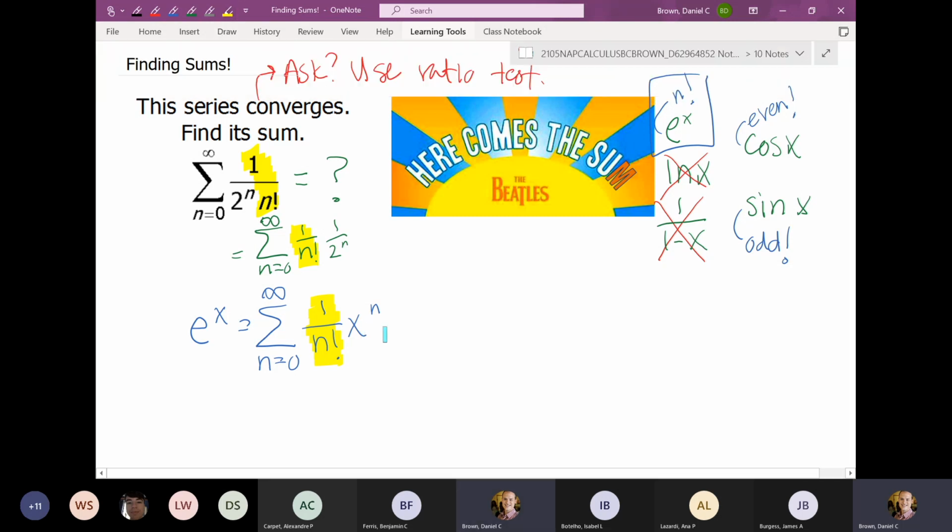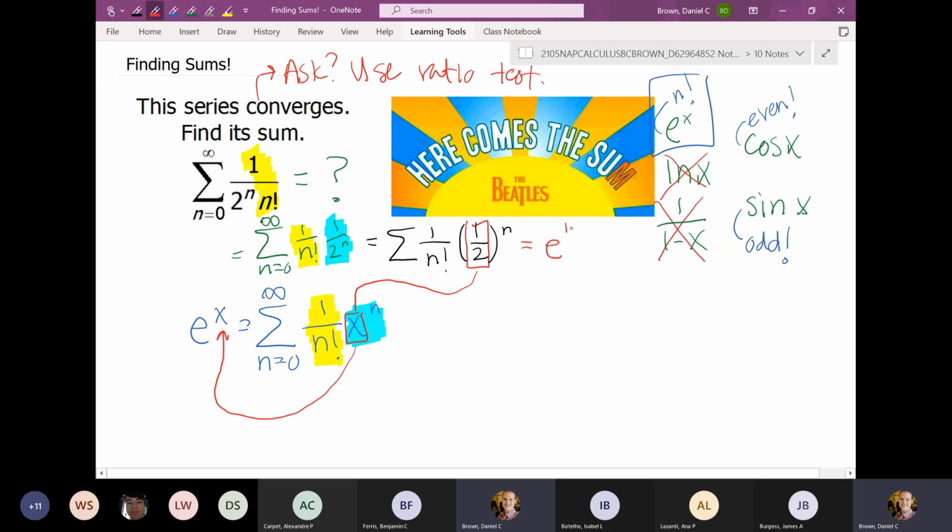Well, the e to the x formula had this x to the n, so somehow I have to think about this as an x to the n. Well, pretty easy. How can we think of it like that? I have 1 over 2 to the n. That's the same thing as saying 1/2 to the n. Well, what is that 1/2? That 1/2 is in the same place where x goes. So doing some substitution, what would this series be equal to? Well, where does the x go? It's e to the x. This problem right here is literally equal to e to the 1/2.